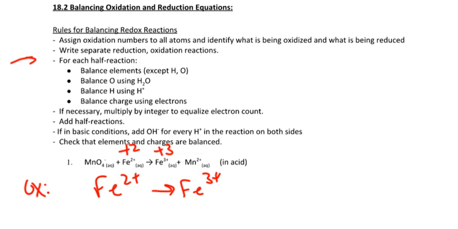Here I have a charge of +2. Here I have a charge of +3. My more positive side will need the electrons. So my iron +3 has more positives, so I'm going to add 1 electron to balance it out. So that's my oxidation. My reduction is going to be my manganese.